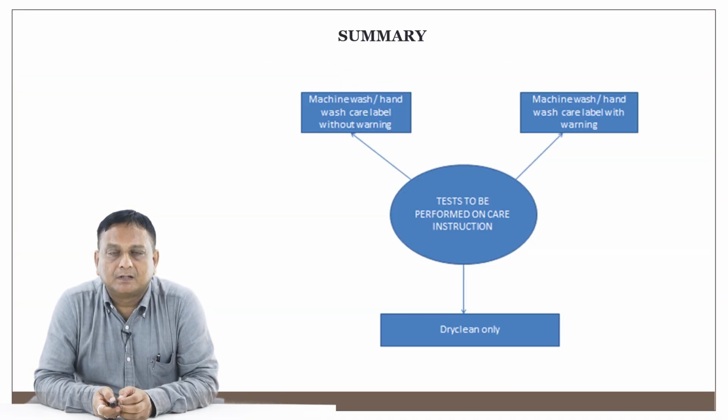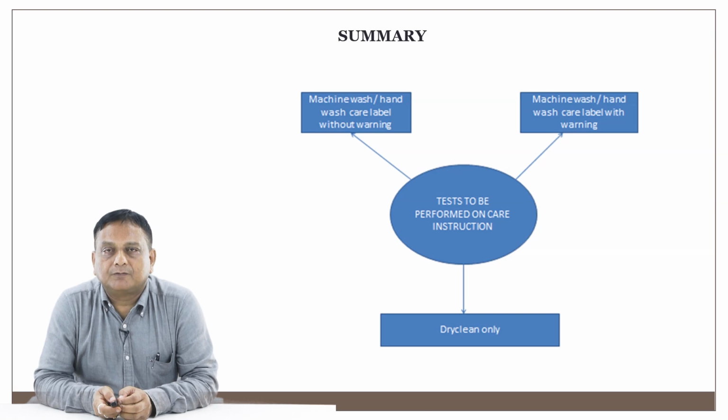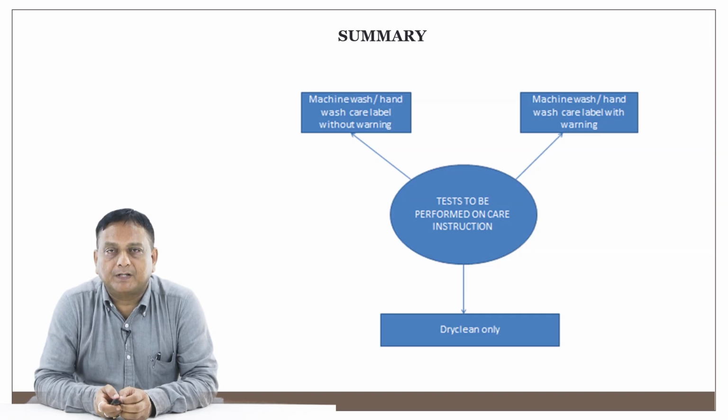So the summary of this is the tests to be carried out. We have seen three different cases: where dry cleaning is to be carried out, where hand wash is to be carried out, and how with different temperatures or different bleaching methods, the fastness property varies and we cannot use those materials. So a lot of precautions need to be taken while dry cleaning, whether it is with the warning level or without the warning level.